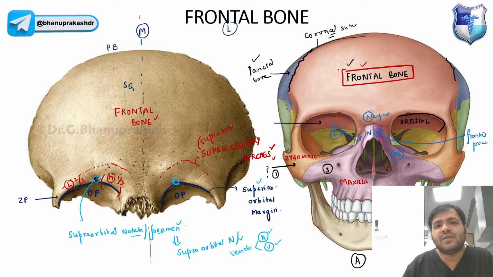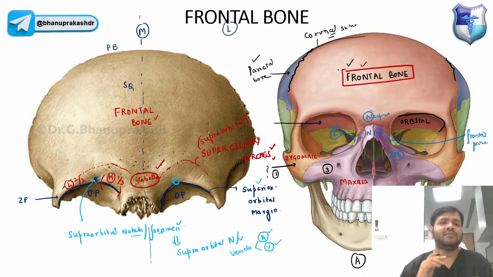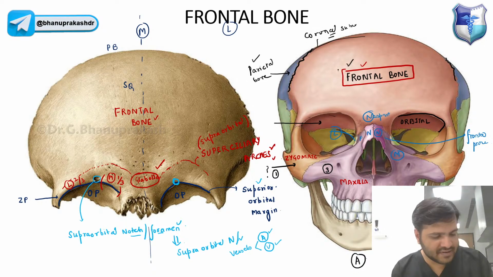I hope you can very well see over here that these supraorbital arches have a meeting point, and that meeting point, guys, is called the glabella. It is more prominent in the male skull due to the underlying frontal air sinus. So yes, this is called the glabella, the meeting point of the two superciliary arches.